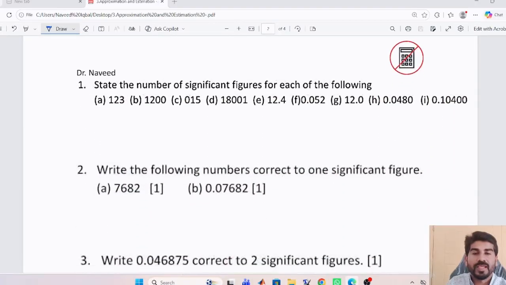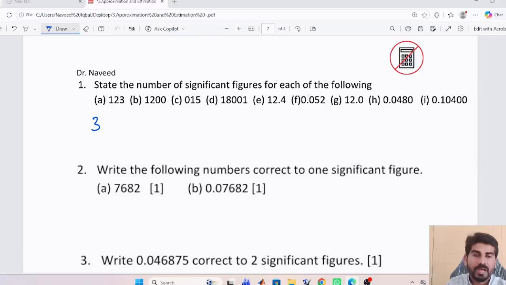So question number 1 is: state the number of significant figures. In part A, there is 123, and we know that these are all significant. There will be 3 significant figures. Why? Because according to rule 1, non-zero digits will be significant.